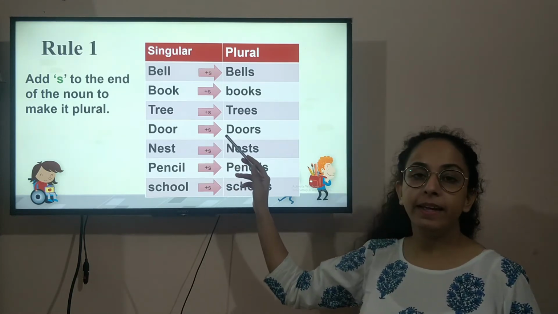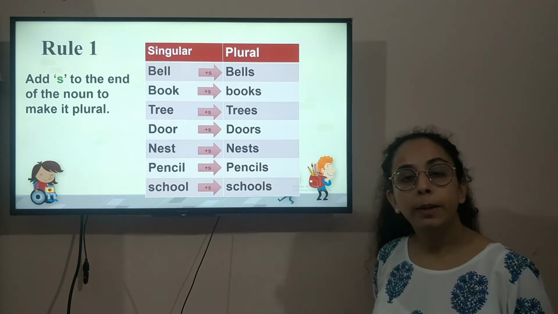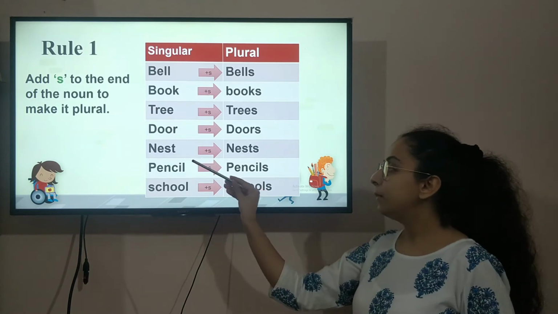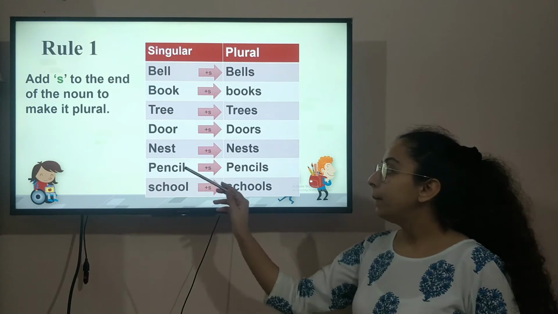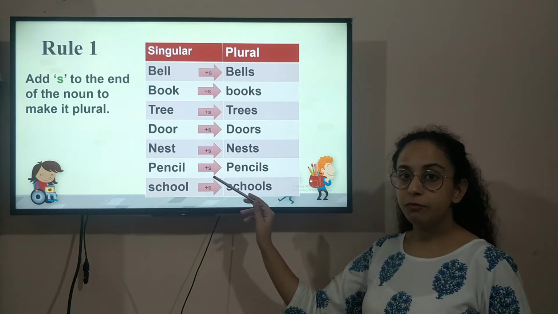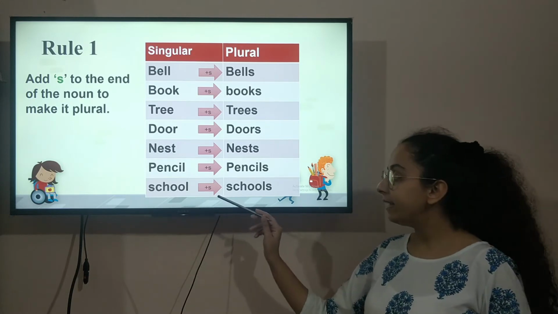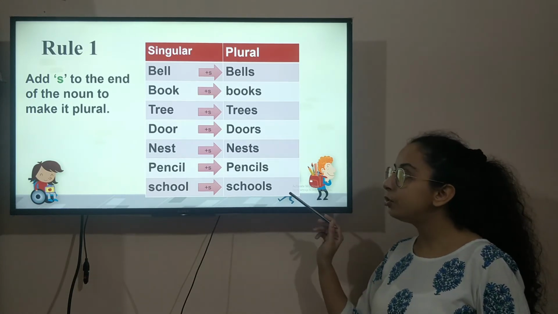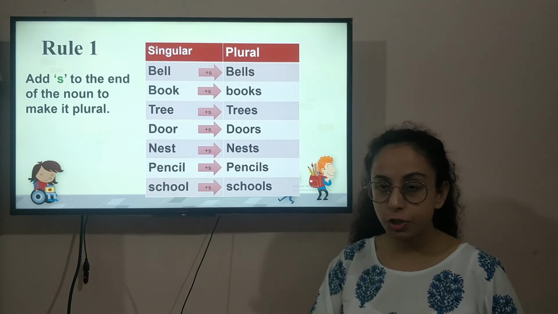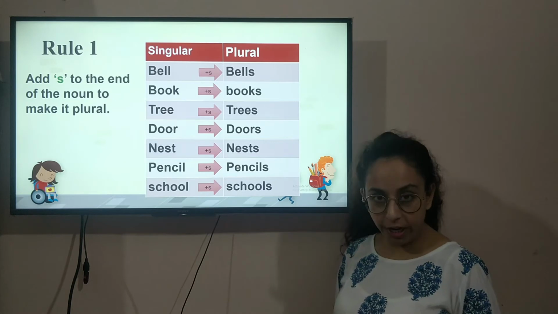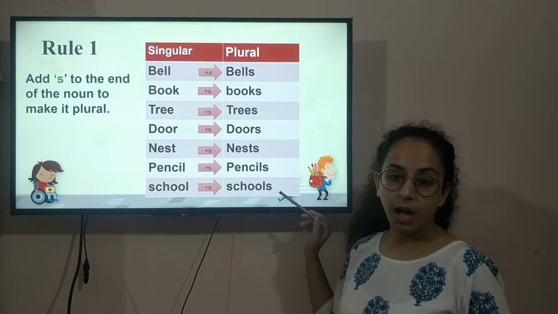Door, by adding s at the end of the word we will change it into plural. Okay, nest, by adding s we will turn it into nests. Pencil, by adding s we will change it into pencils. School, by adding s we will change it into schools. So by adding s, this is the first rule, by adding s we can change singular nouns into plural nouns.